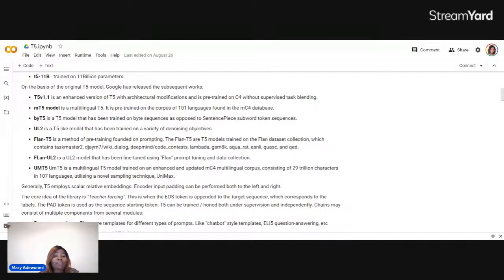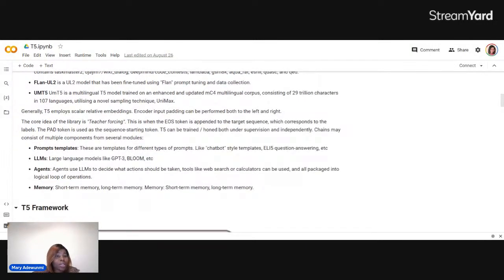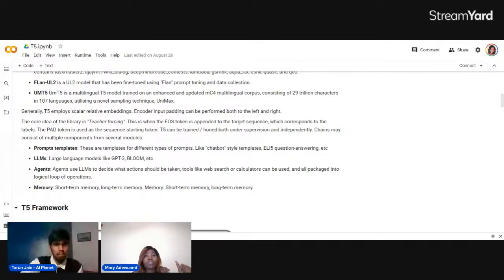T5 employs scalar relative embeddings and encoder input padding, left to right. I told you it's an encoder-decoder, and don't worry, as we get there, we'll see how it works. It's talking about prompts, so these are the components of T5 prompt templates. We all know about prompt templates, for example when we are working with a chatbot like ChatGPT and you write, can you explain prompt engineering?